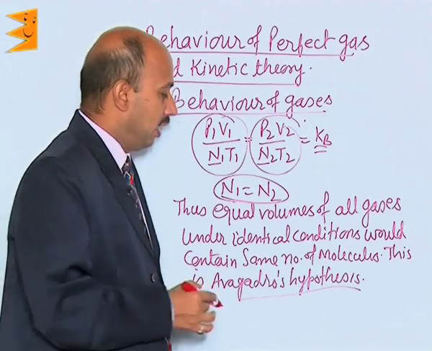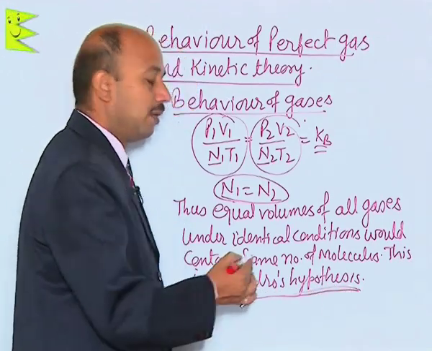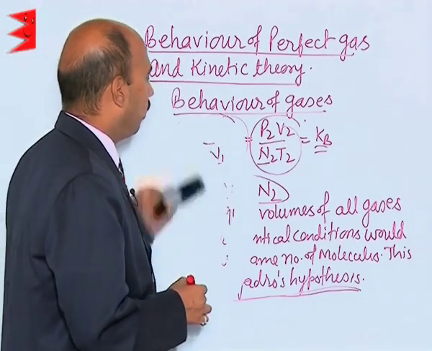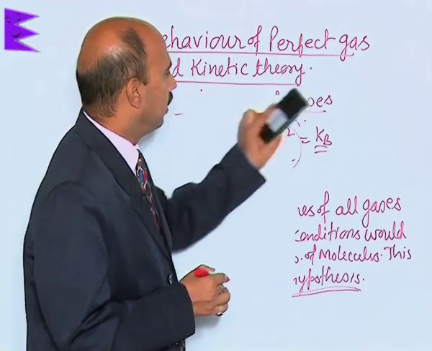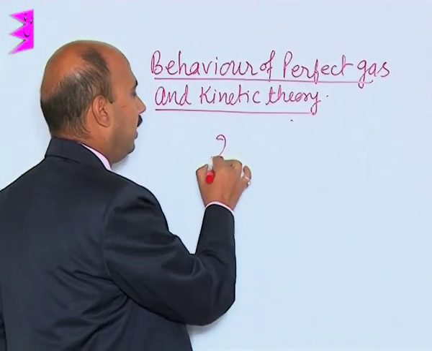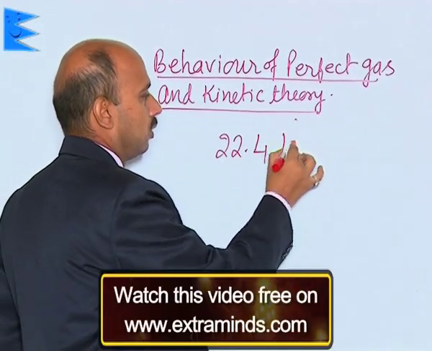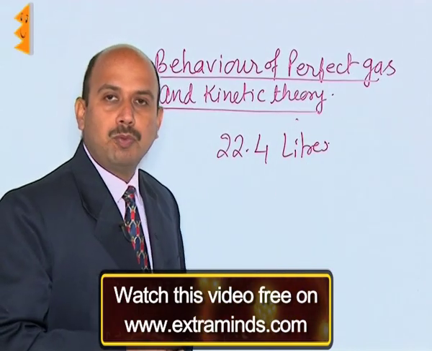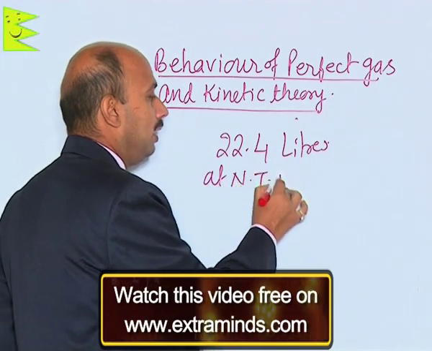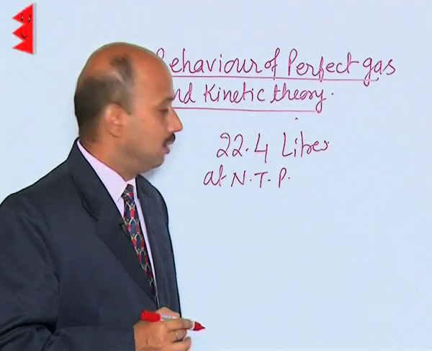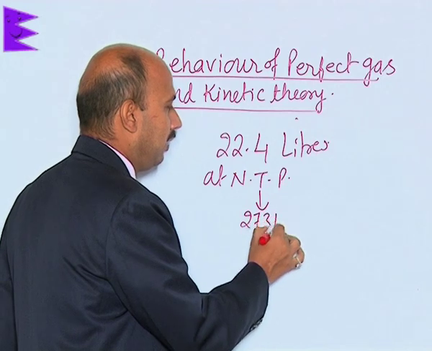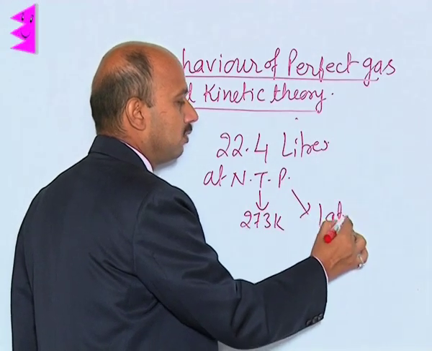With the help of this, Avogadro just gave a hypothesis, and according to Avogadro, for any gas we can take here, if you are taking any gas, that is 22.4 liters of any gas at NTP. NTP means the normal temperature and pressure. So normal temperature is actually 273 Kelvin and pressure is here 1 atmosphere.